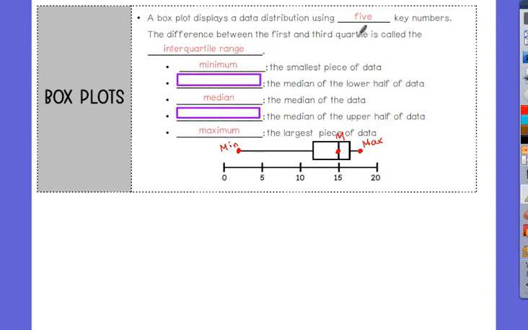Quartiles. How many pieces are in quartiles? 4. Sounds like quarters, doesn't it? Quartiles has 4 sections. You can easily see the 4 sections in a box and whisker. Here's quartile 1, the first quarter, the second quarter, the third quarter, and the fourth quarter. See them? Okay. The median of the lower half of the data is your quartile 1, your first quartile. That's where your box starts. This is my Q1.